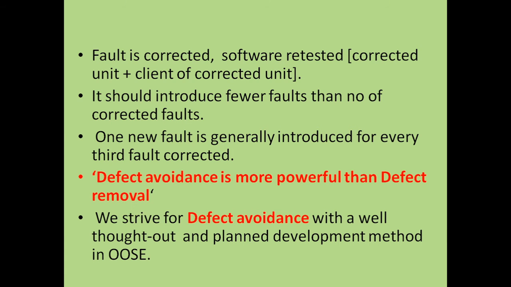Defect avoidance is more powerful than defect removal. See, defect removal is a costly affair in the first place. In the second place, you cannot uncover all the possible defects. So if we are able to build the software or engineer the maintenance in such a manner that we can avoid the defect, that will be much better compared to letting the defect occur and then trying to remove it. So we strive for defect avoidance with a well thought out and planned development method in object-oriented software engineering.